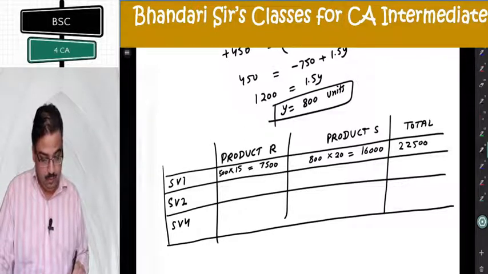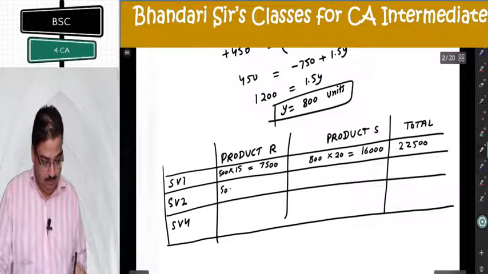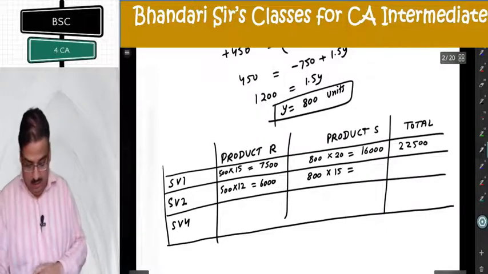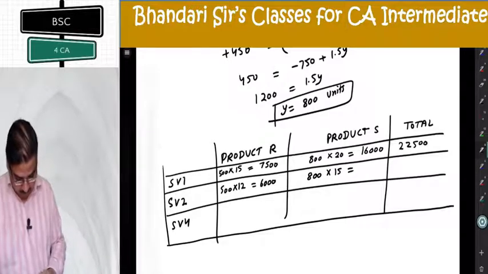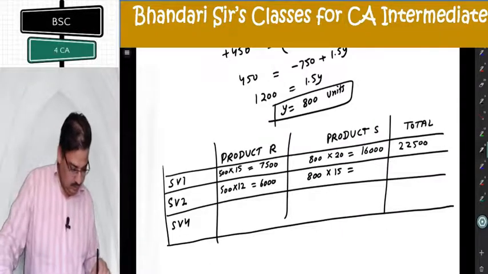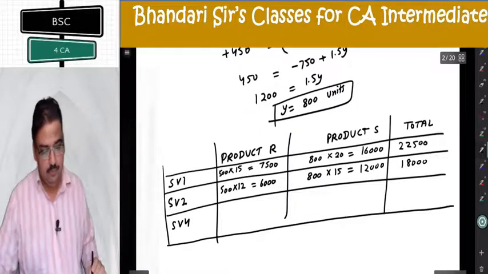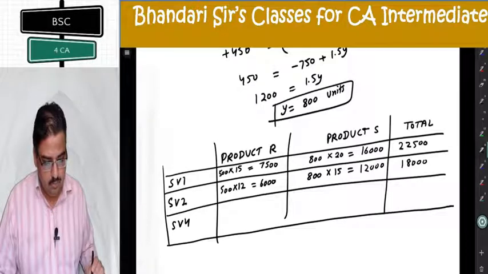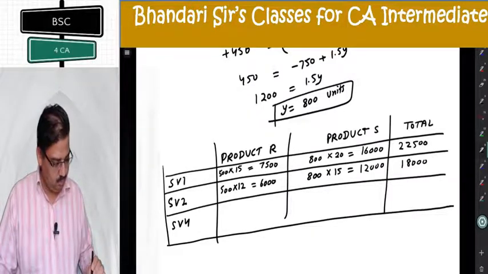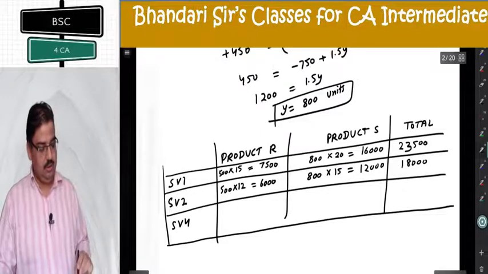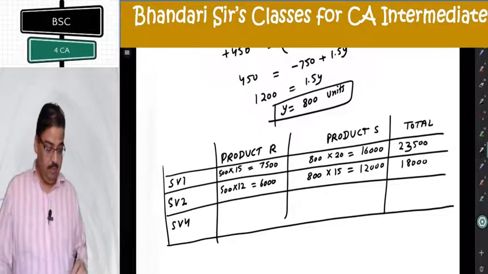SV2: 500 into 12, 6,000. 800 into 15, 12,000. Total 18,000. This was 23,500, 16 and 7,500, 23,500.